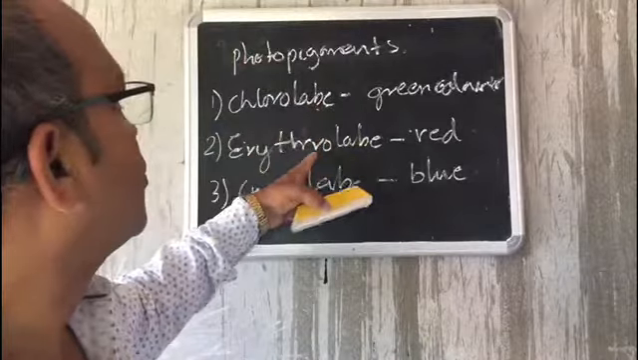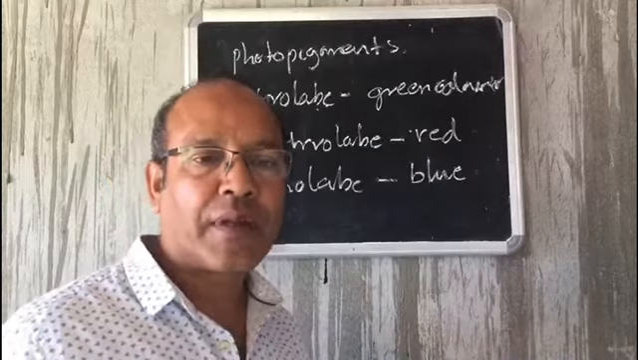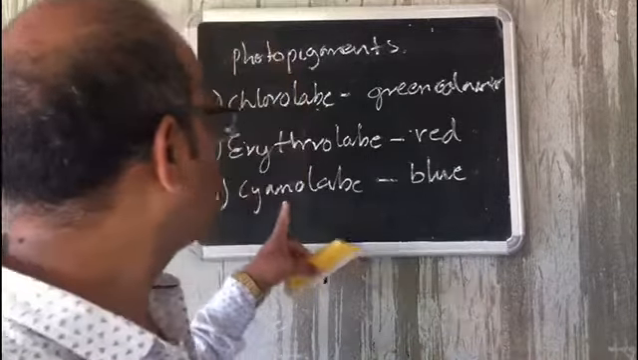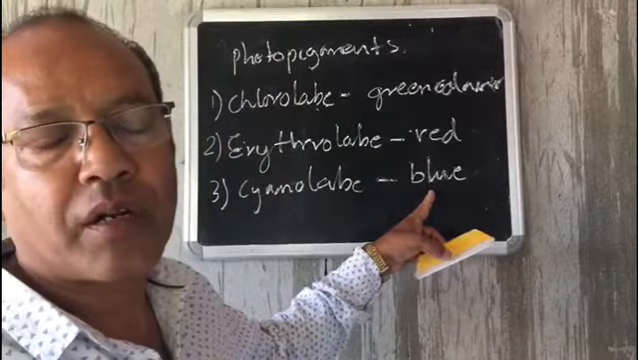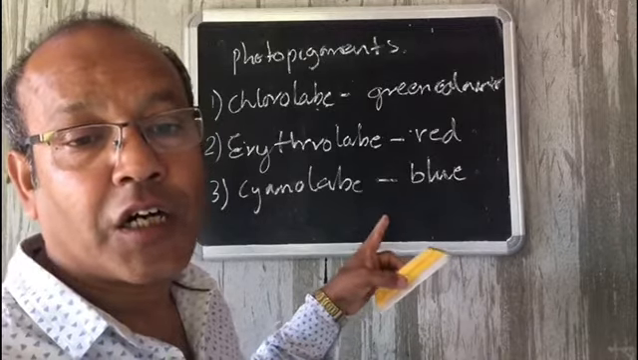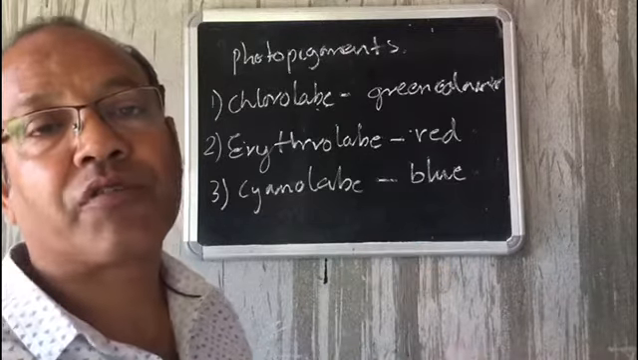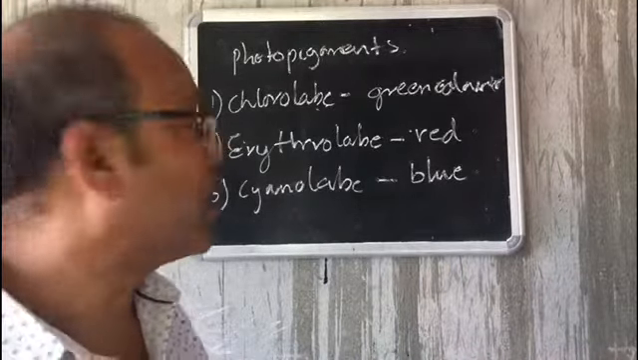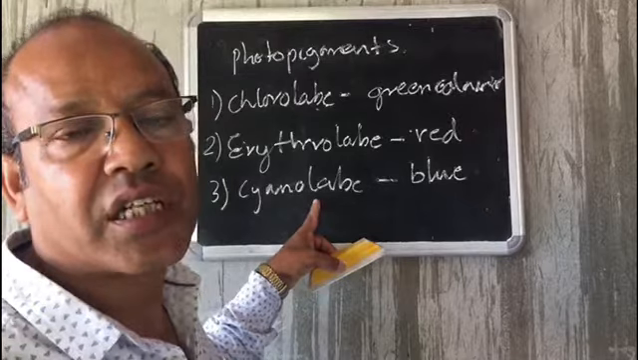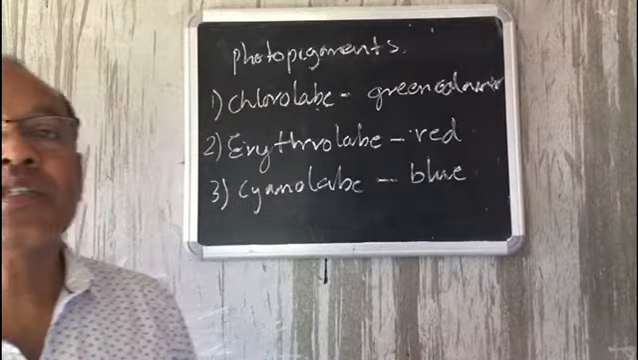Out of these three, the red and green pigments are responsible for color blindness due to a defect of the gene in the X chromosome. But color blindness for blue is a rare case. It is an autosomal disorder due to a mutation on chromosome number 7. Blue color blindness is a rare case.